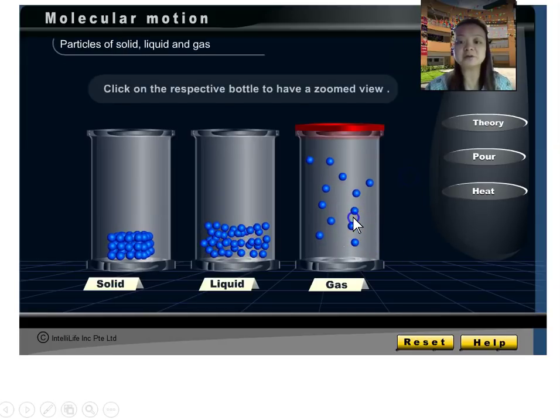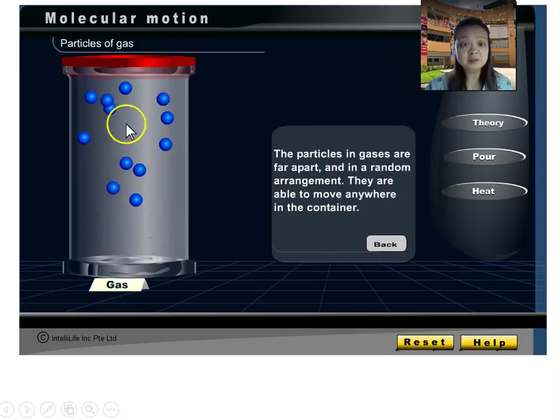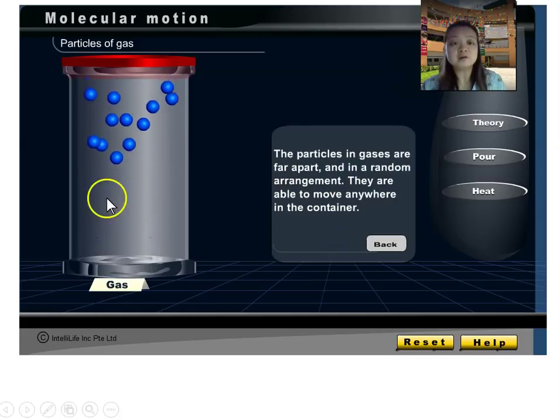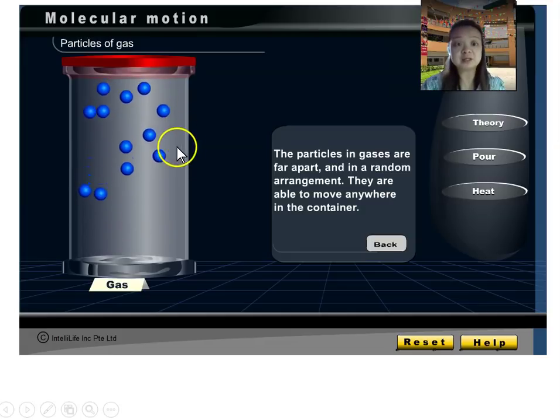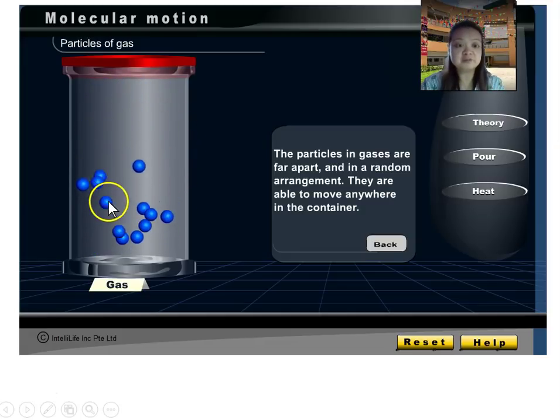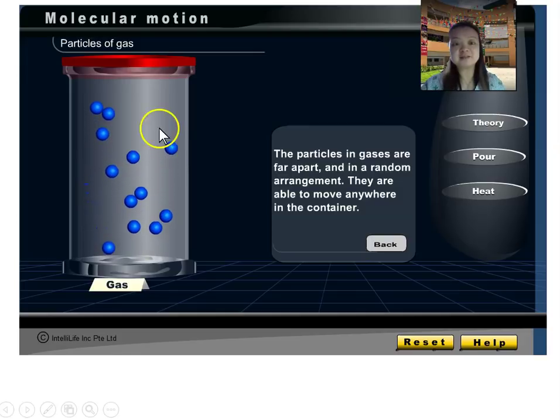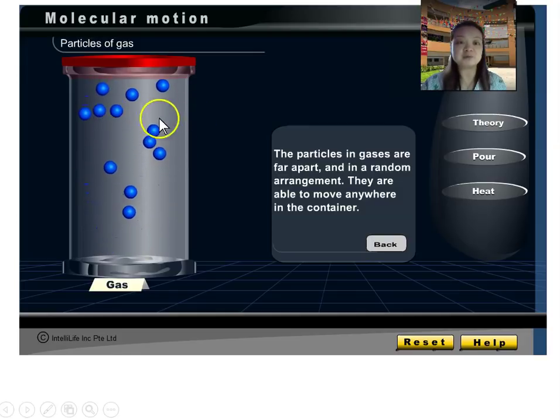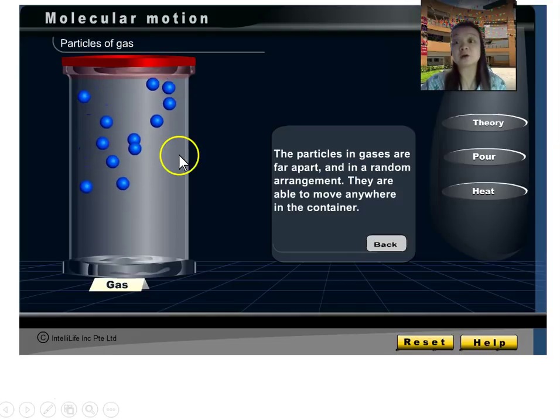All right, now let's look at your gas particles. Look at that. They seem to be moving very freely around this container. They are very far away from each other. They seem to be free as a bird, right? They seem to be moving away and bumping into each other and bumping against the sides of the container.